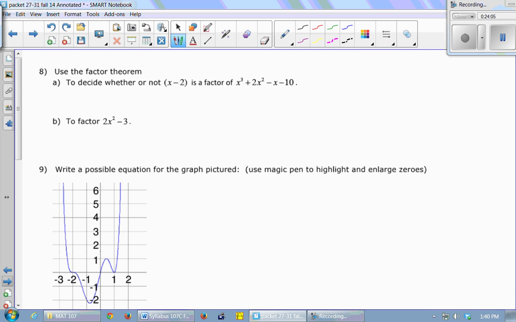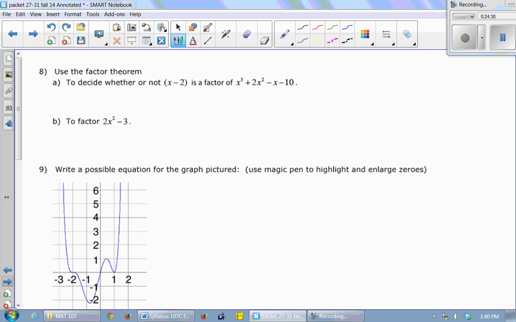Okay, so if I want to use the factor theorem to know whether or not x minus 2 is a factor of this cubic, x cubed plus 2x squared minus x minus 10, I could just do long division and see if I do the whole thing, will I get a remainder of 0, right? But the factor theorem says I have a shortcut. What could I do? Instead of checking if it's a factor, I could check whether something else is a 0. What could I check for 0 status?